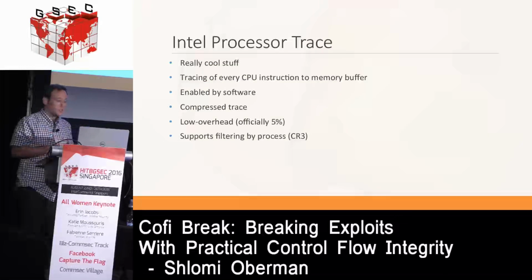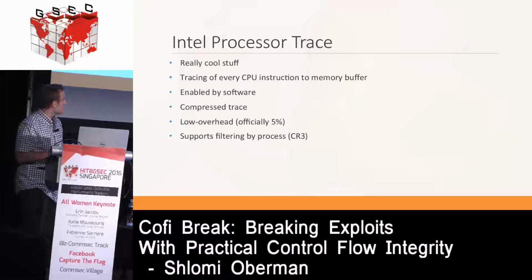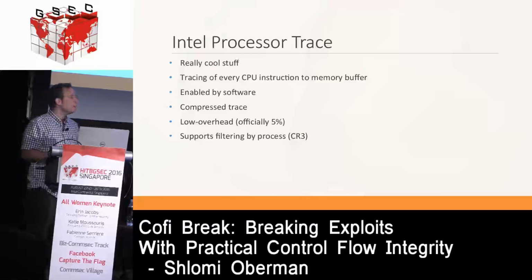Enter Intel processor trace. Really cool feature. It traces every instruction a CPU executes in real time. It traces it to a memory buffer and can be enabled by software. It's a compressed trace, which means we don't have to deal with gigabytes of memory unless we have a very long trace. Low overhead. Documentation says 5% or up to 5%. In effect, it's actually quite a lot lower because applications spend a lot of time in I/O, user interaction, stuff like that. So it's actually just 5% overhead on actual CPU execution.